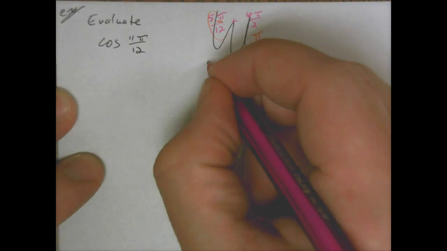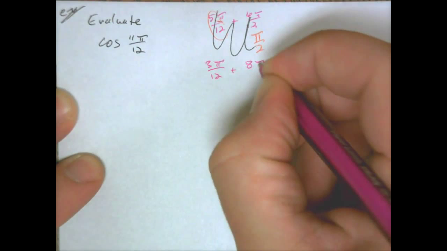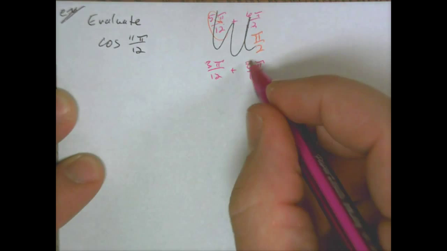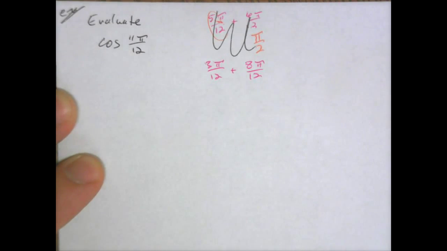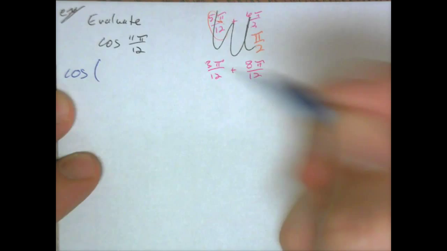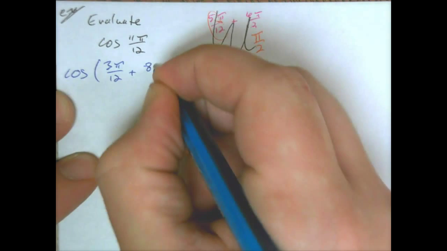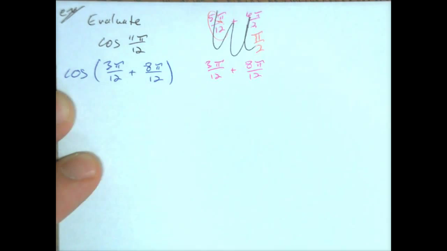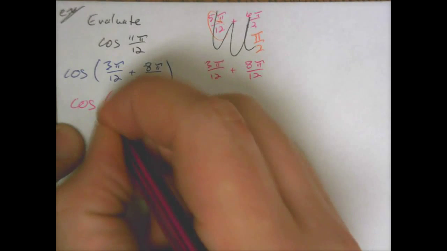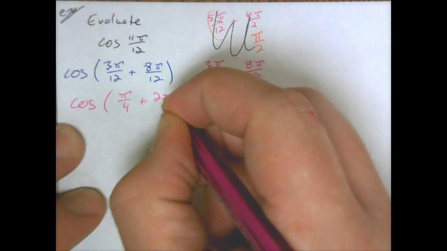What about 3 pi over 12 and 8 pi over 12? 3 plus 8 is 11. 3 divided by 12 will reduce to 1/4. 8 over 12 will reduce to 2/3. So hey-oh, both of those are on my unit circle. So I can say the same thing as cosine of 3 pi over 12 plus 8 pi over 12. So then I have cosine of pi over 4 plus 2 pi over 3.